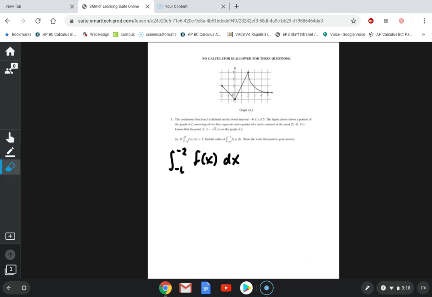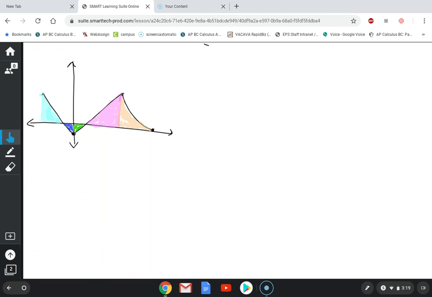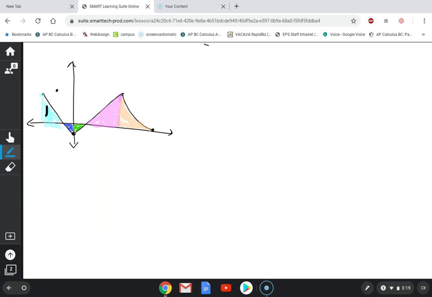So I'm going to advance to the next screen, which I have a very bad drawing ready for us to look at, showing the pieces of the area under the curve. The first area I'm going to talk about is this triangle, and the area of a triangle is 1/2 base times height. So the integral from -2 to -1 of f of x dx is going to be the area of that triangle.